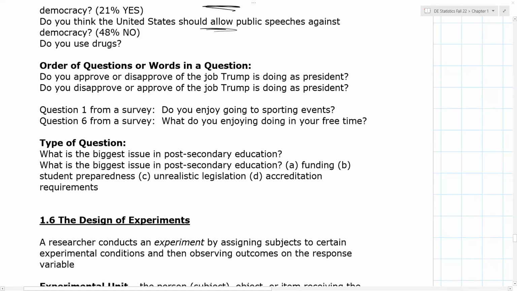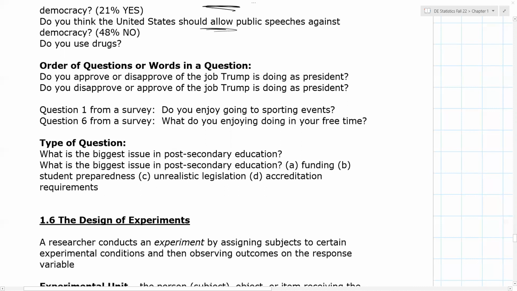Then it goes through and talks about how you can order questions or change the words in the question. Like I was talking about in that A/B testing. You have two different forms where you change the wording or you change the answers from true false to false true. Same idea. And then the types of questions, that gives an example of that open-ended and that multiple choice type.